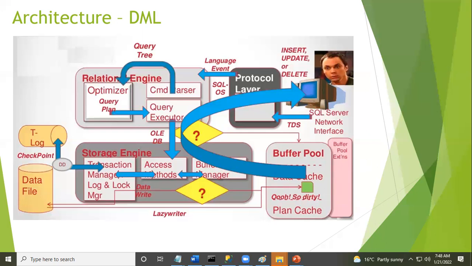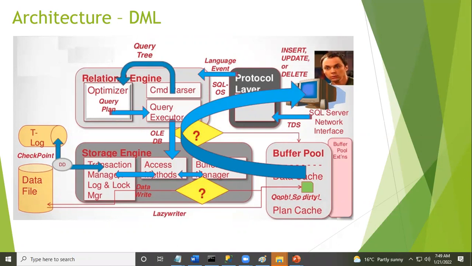Checkpoint does two things. One is it will write whatever we have in the log cache to the transaction log file, before writing these modified pages to the data file, right? So checkpoint will write into the transaction log file, and it will flush the dirty data pages from the buffer pool to the data file, whether the transaction is committed or uncommitted. We don't care whether the transaction is committed or uncommitted. It will flush all modified pages from the buffer pool to the data file.